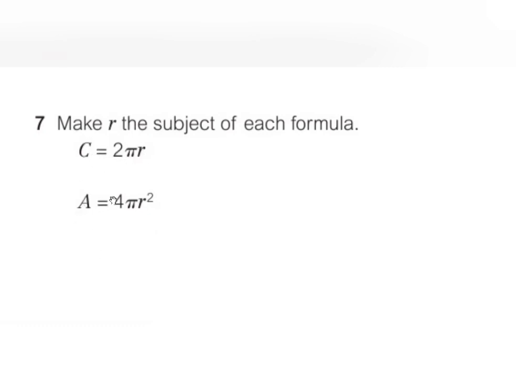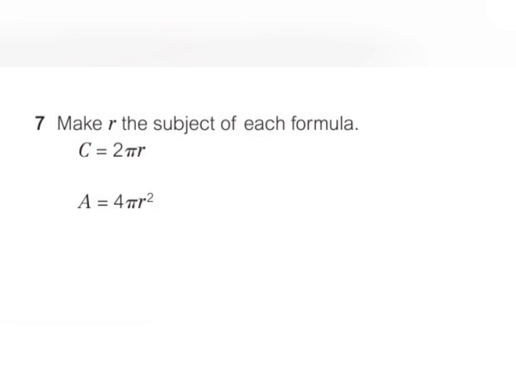Now this one we have A equals 4 pi R squared. So what do we need to do? We need to make R the subject. It means we make R alone, in which we end up with R equals the other side. Now we're going to do each one of them alone. We're going to follow the same steps.